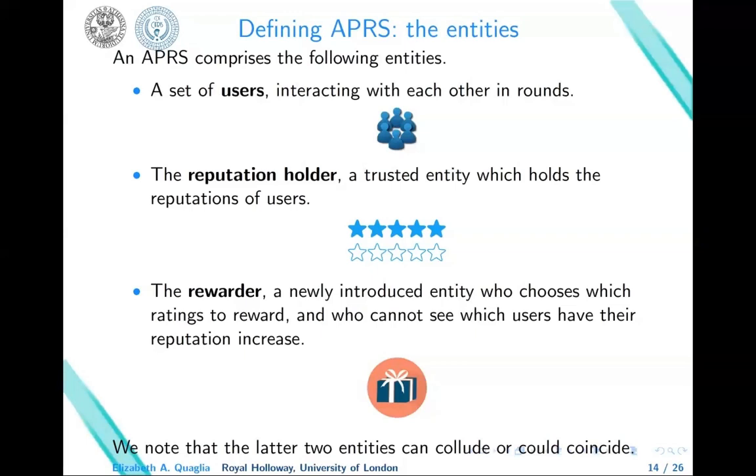Well, we have to define again what are the entities in this new setting, the anonymity setting. We have always a set of users that interact with each other in rounds. We have a reputation holder. And we have a newly introduced entity, which is the rewarder. And the rewarder is going to be the entity who chooses what ratings are going to be rewarded and will not be able to see which users have their reputation increase as a result of being rewarded.